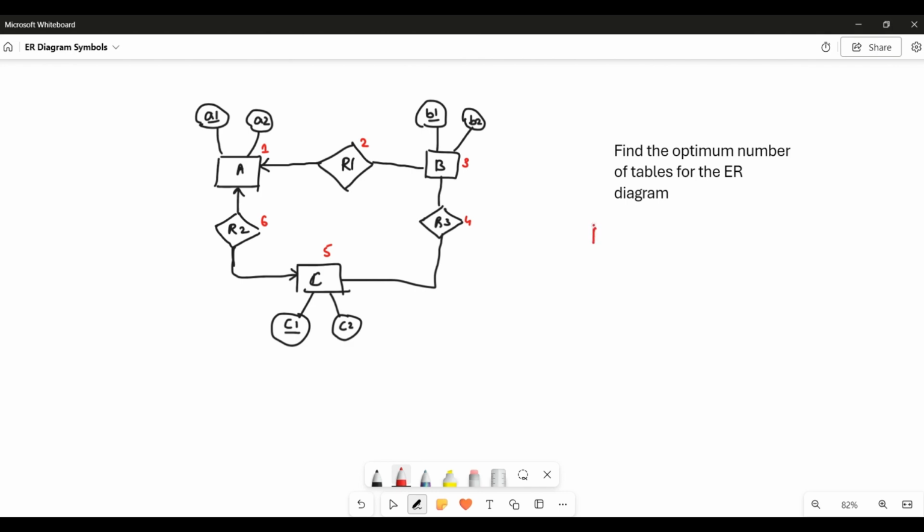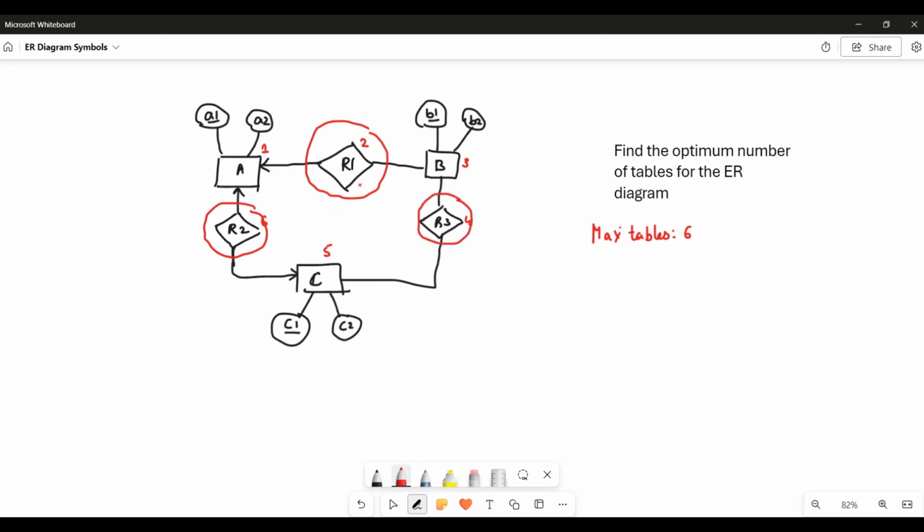So maximum tables will be 6. But using redundant information will waste space, so we have to minimize the number of tables. The first step in such problems is to identify what are all the relationships. So I have three relationships here: R1, R2, and R3.